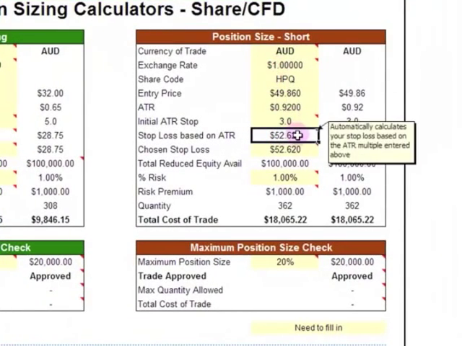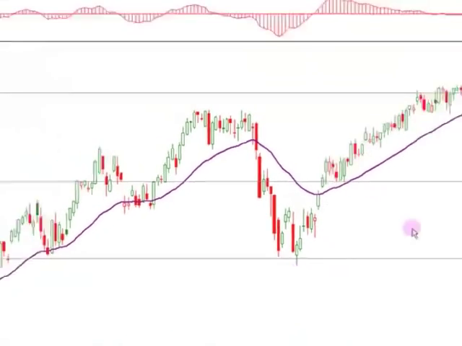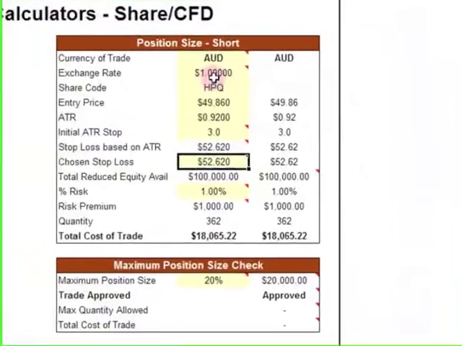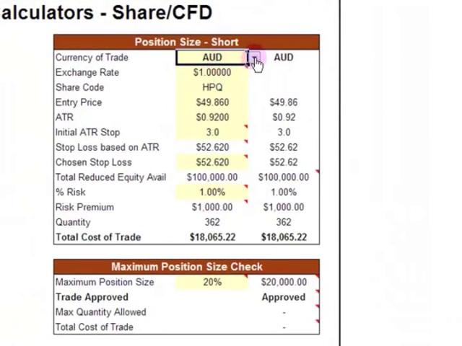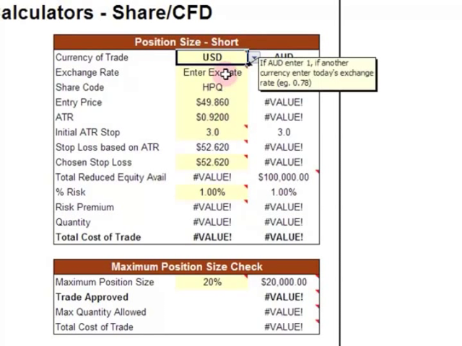Now, stop loss based on ATR would be 52.62. Let me have a look at the chart where that's sitting. So 52.62 sitting up there. Happy with that, well above the point of breakout if it breaks through 50 and in that zone there. So happy with that stop. I always check that I like the chart. Now this is a US share, so because I'm trading in Australian dollars, I need to change it to US dollars.